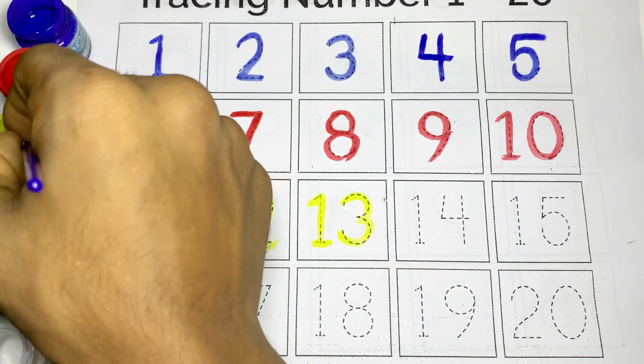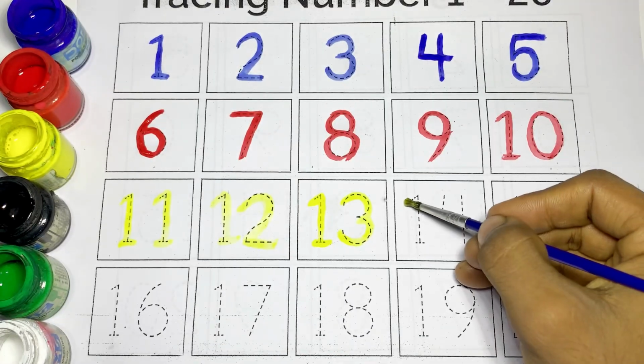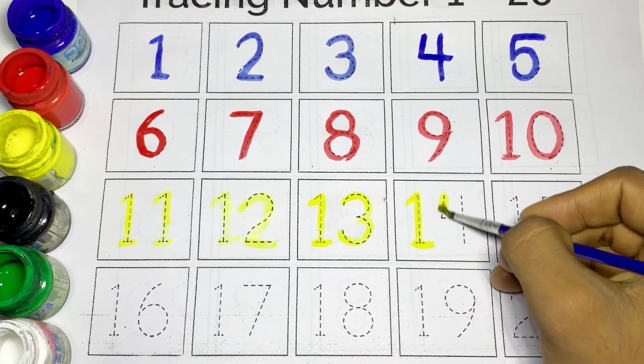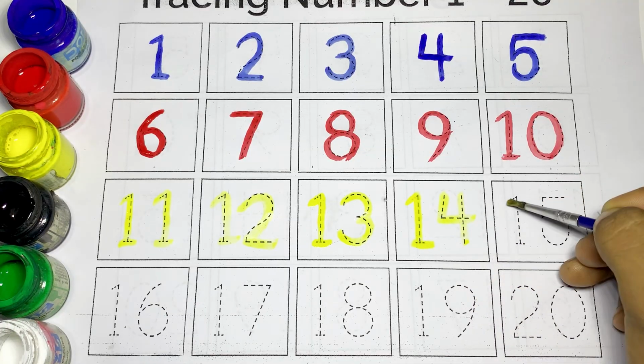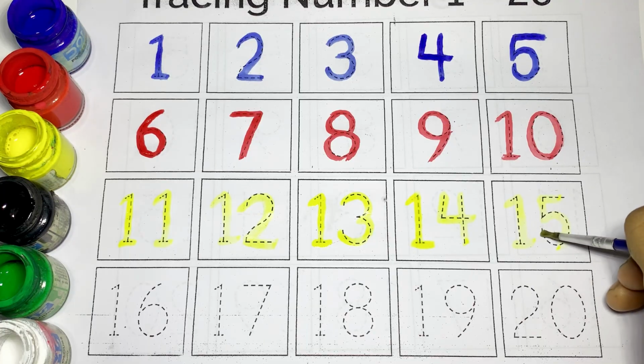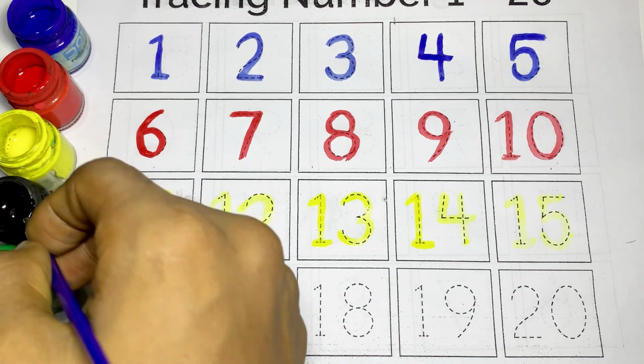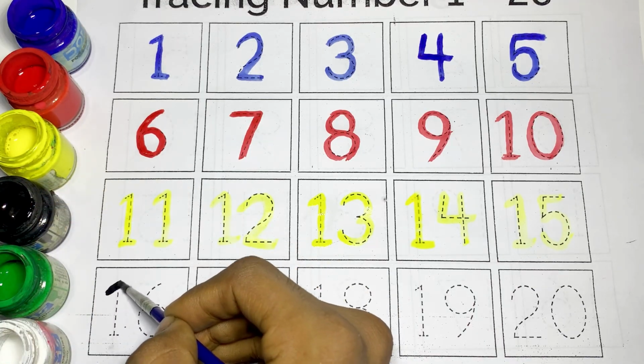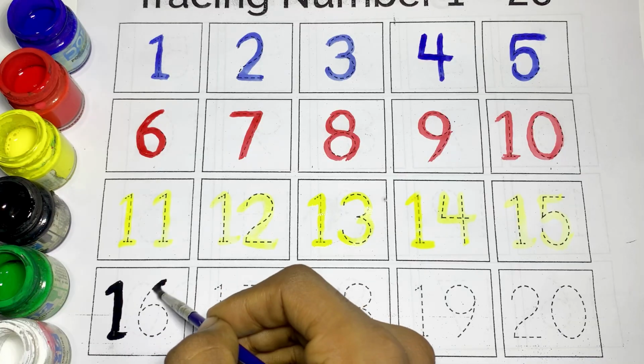Kids, again use yellow color and draw 14. The numbers of 14. 15. The numbers of 15. Kids, now draw 16. The numbers of 16 and use black color.